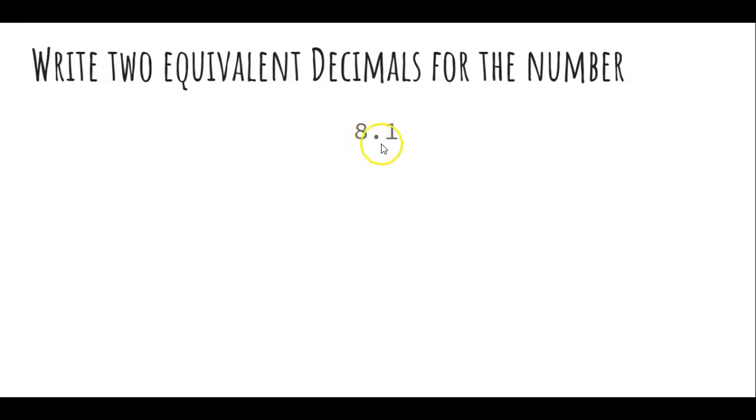Okay? So 8 and 1/10, I need an equivalent decimal. Well, I can add a 0. I can add a million zeros after this 1, and as long as it's just a 0 and not another digit, I am not changing the value of this number. I can add another 0 again. Okay? So my 3 equivalent, well, they're asking for 2, but this was my original number. 8 and 1/10, 8 and 10 hundredths, 8 and 100 thousandths. These are all equivalent decimals.